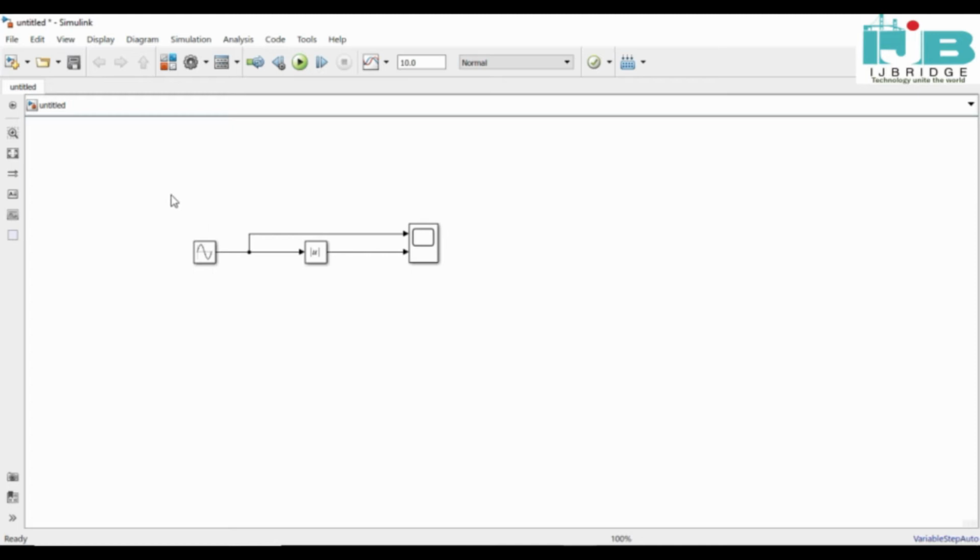So I have given a sine wave to the absolute block, and I have connected a scope at the output. The negative cycle will be converted into positive. The input will be a sine wave, and the output will be a full wave rectified signal. So let us run and check the output.